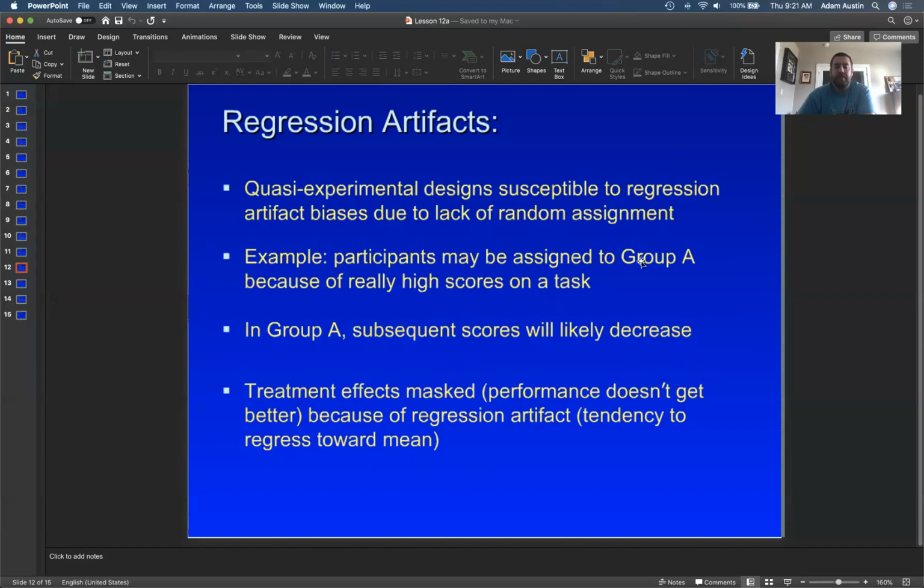An example could be that participants are assigned to group A because of a really high score on a task. Group A will probably score less, or at least we'll see their scores decrease the next time they're tested, and so the treatment effects are masked. Performance doesn't get better because of the tendency to regress toward the mean. This would be something like taking all the students who are performing very well in a math class and moving them up to an advanced placement math class. You're probably going to see some of their scores drop because you selected them due to their high scores, and again, it's unlikely that they're going to maintain that level.